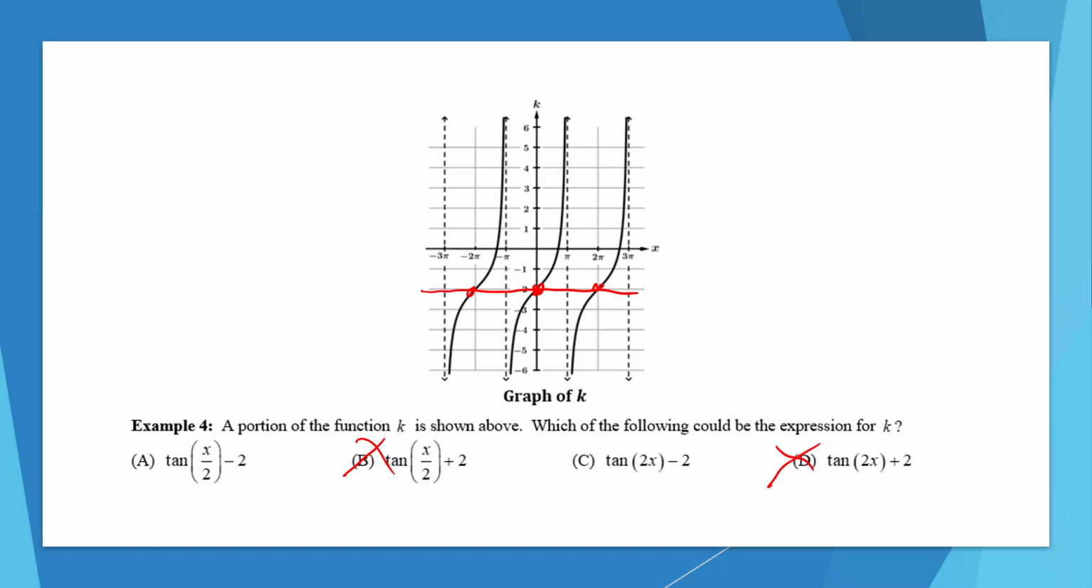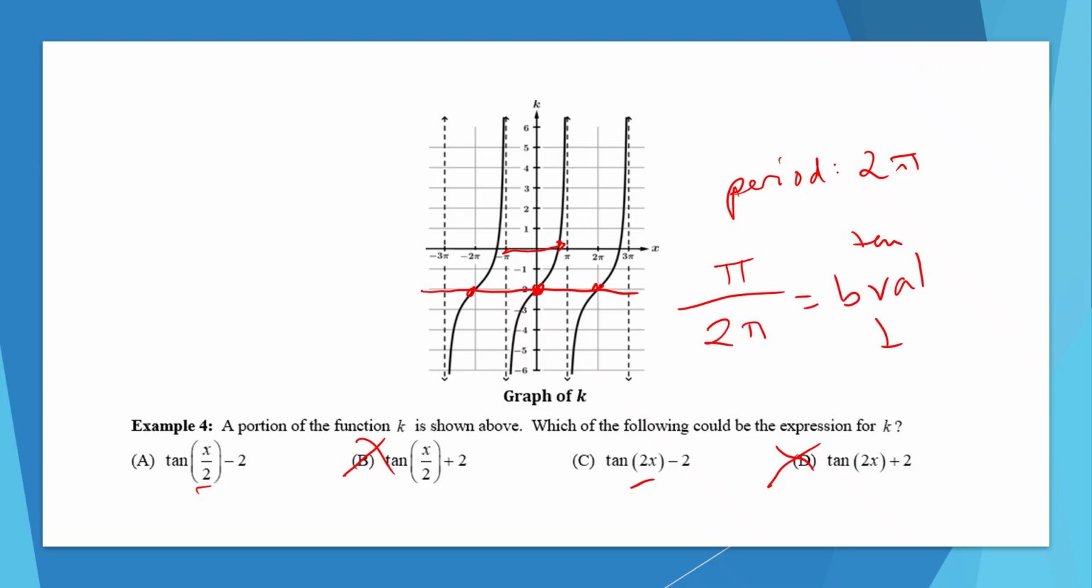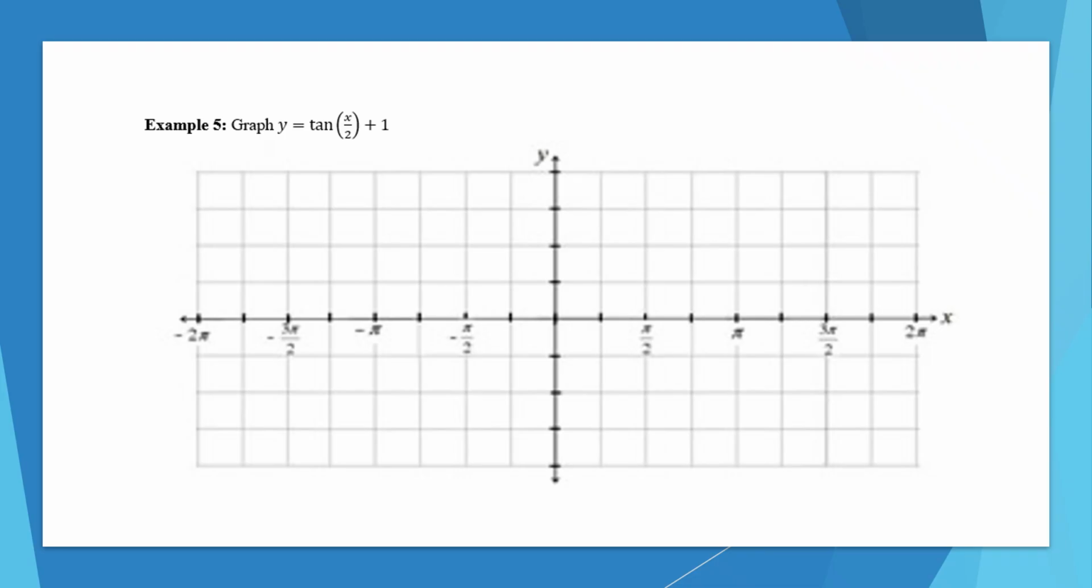And now I want to look at our period, because the only thing that changes is our b value. So our period goes from -pi to pi. So our period is going to be 2 pi, which means our b value should be 1/2. So that's the number we should see on the inside, making A the correct answer, not B or C. So A is the correct answer for example number 4. All right, example number 5.